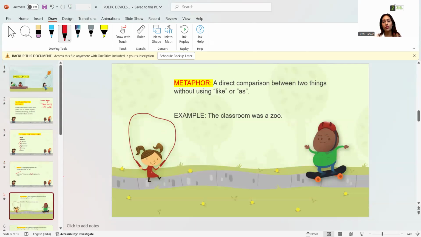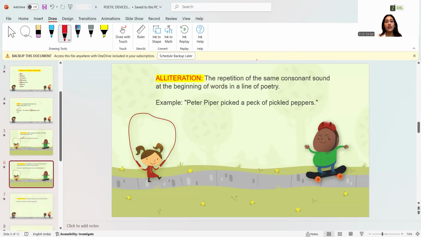Metaphor is also a comparison between two things. But the difference is that the poet does not use the words like or as. It's a subtle comparison. For example, the classroom was a zoo. That means the speaker is comparing the classroom to a zoo, but is not using the word like or as. So whenever there is a comparison between two things without the use of like or as, it is a metaphor.